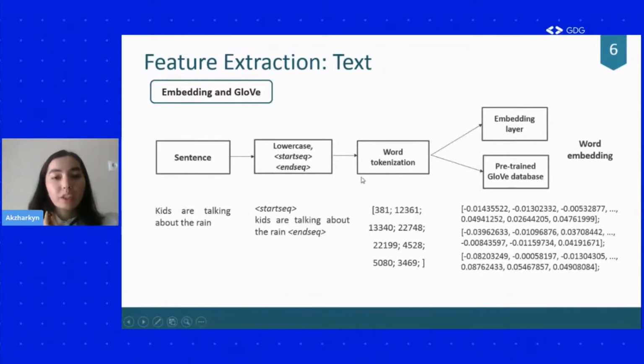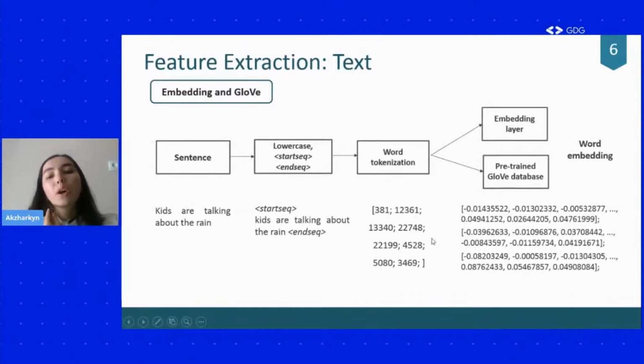And after that, we do tokenization. Tokenization is a process of representing a sequence in terms of smaller parts. In our case, we use words. So we represent the sentence as a sequence of words, and each unique word is represented by some unique index. So here, for example, this sentence now looks like this after tokenization.